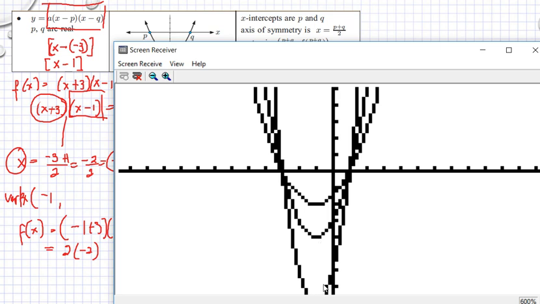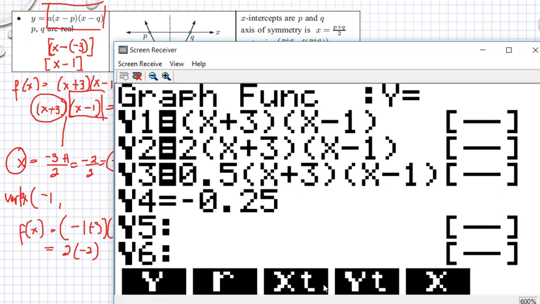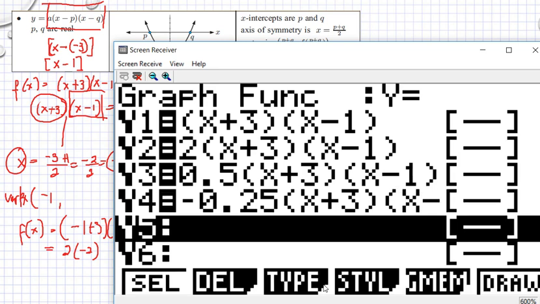Okay, let's see if I put negative 0.25. As you can see there, the same, plus 3, x minus 1. Draw.